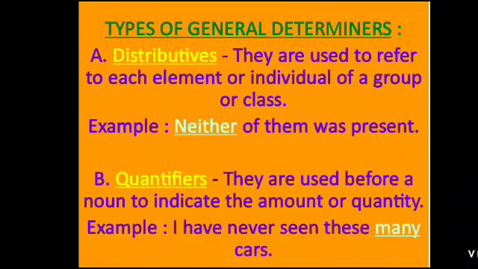Okay. Quantifiers, they are used before a noun to indicate the amount or quantity. Like if I say the words like some, many, a few, little, more, less, these all are the determiners, and they all are quantifiers because they are used to identify, to indicate the amount or quantity. Like I have never seen these many cars. So many here is indicating the quantity. The number is not there exact, but quantity, many. Clear?